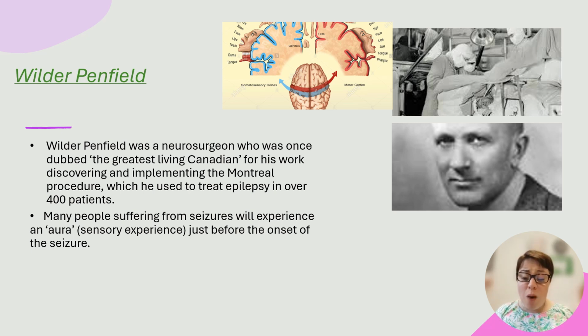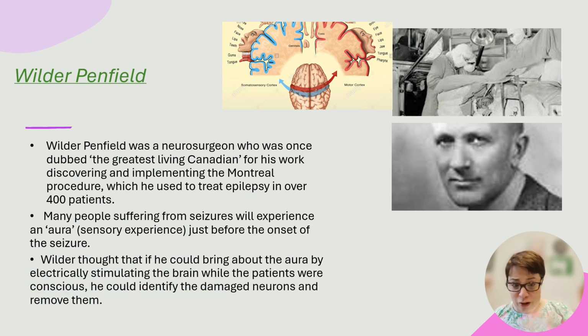So Wilder Penfield's intent in stimulating the surface of the brain was essentially to set off an aura, right? If he stimulated the area of the brain that set off an aura, then that would indicate that those cells are damaged and needed to be removed. So, in the Montreal procedure, he would stimulate regions of the cortex until he set off an aura, and then he would excise, or remove, the damaged neurons.